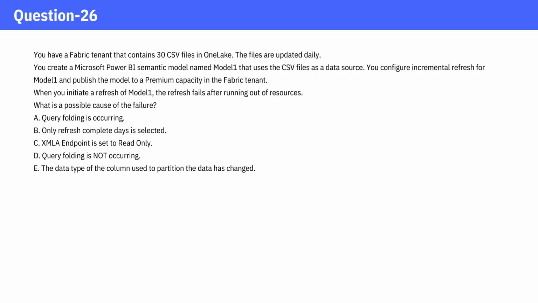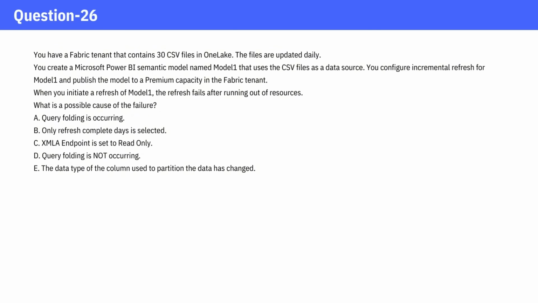Question 26. You have a Fabric tenant that contains 30 CSV files in OneLake. The files are updated daily. You create a Microsoft Power BI semantic model named Model 1 that uses the CSV files as a data source. You configure incremental refresh for Model 1 and publish the model to a premium capacity in the Fabric tenant. When you initiate a refresh of Model 1, the refresh fails after running out of resources. What is a possible cause of the failure?